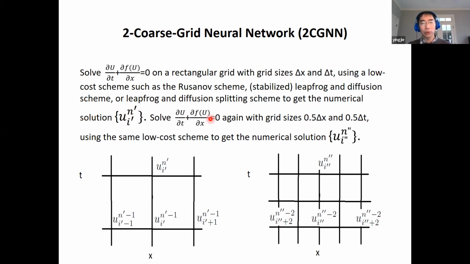And we solve the equation again with the same scheme, but we refine the mesh, let's say half delta x and half delta t. And we obtain another set of numerical solution, let's say u_i double prime, n double prime. So this double prime means that it's solved with another grid, a refined grid. So let's label this numerical solution in the two grids.